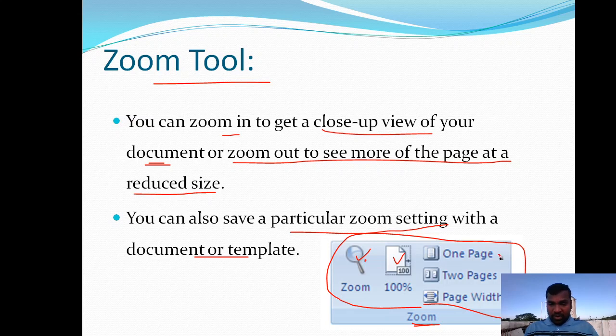If you want to view one page on the screen, select this one. If you want to view two pages on the screen, select this one. You can also set the page width. If you choose two pages, the page content will be displayed at reduced size, and two pages are displayed on the screen.